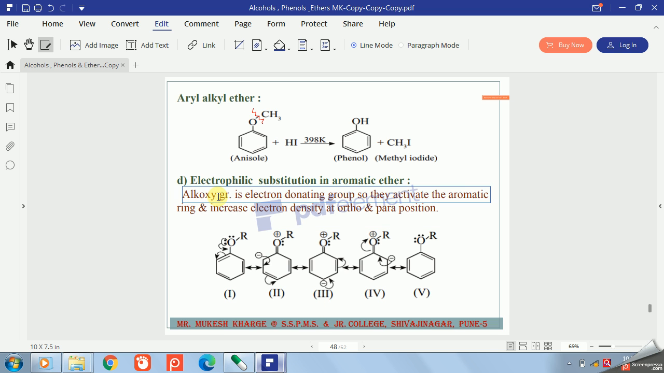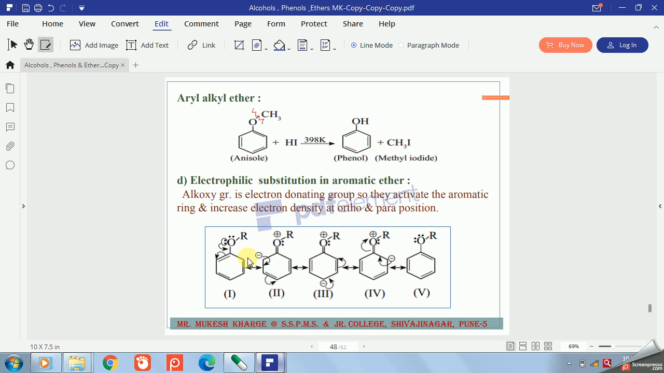So the alkoxy group donates electrons towards the benzene ring, so it increases the electron density of the aromatic ring, so it activates the ring, and the ortho and para positions become electron rich, so they are ortho para directing. Now if we have to write the reactions of this anisole or aromatic ether, then the reactions are electrophilic substitution reactions. So we have to substitute the OR group.